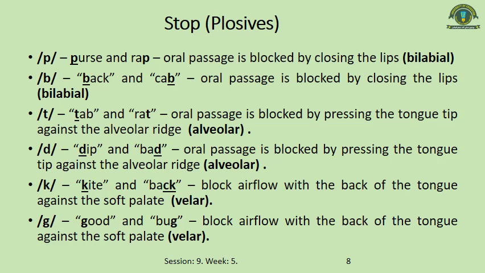The first sound is P. The words are purse, wrap. When we produce purse and wrap, what happens? The oral passage is blocked by closing the lips. Yes, the oral passage is blocked by closing the lips. Say the words again.